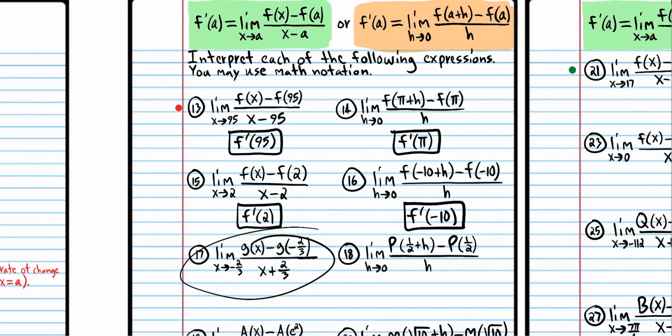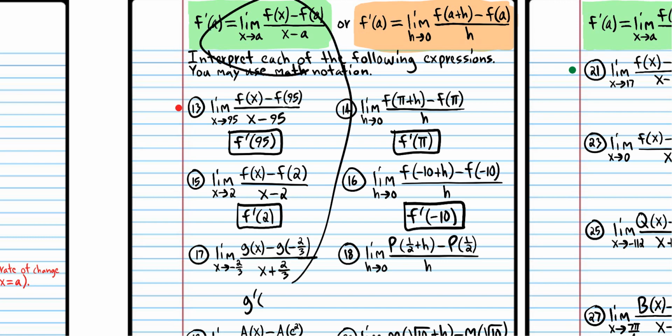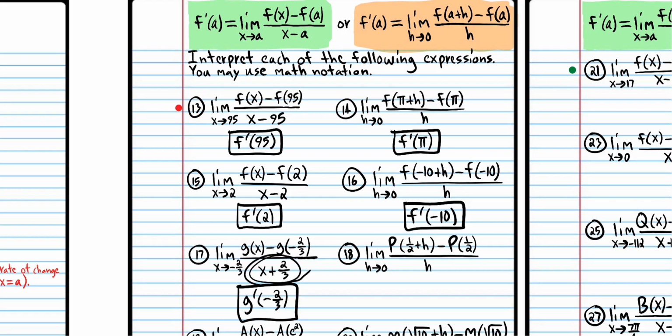So now we have the derivative of a function g. We're using a different letter. Sometimes that's done. And again, we're using the green formula. We're finding the derivative of the function g when x is equal to negative 2/3. Now, why does it say x plus 2/3? It should say x minus 2/3, right? Well, that's because we have a double negative. We have x minus negative 2/3, which is x plus 2/3, so you have to be careful about that.